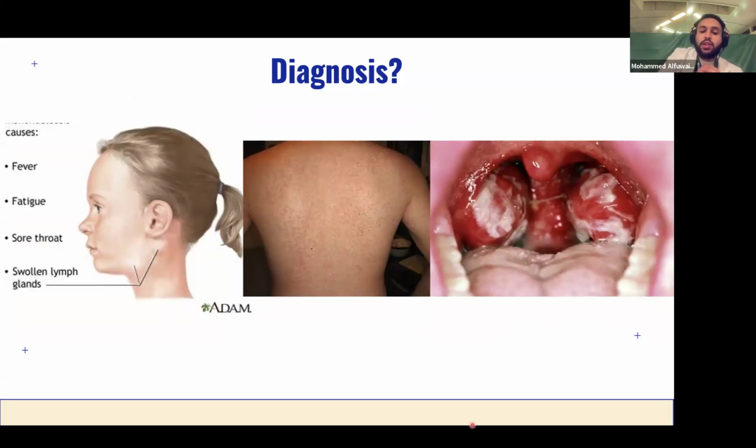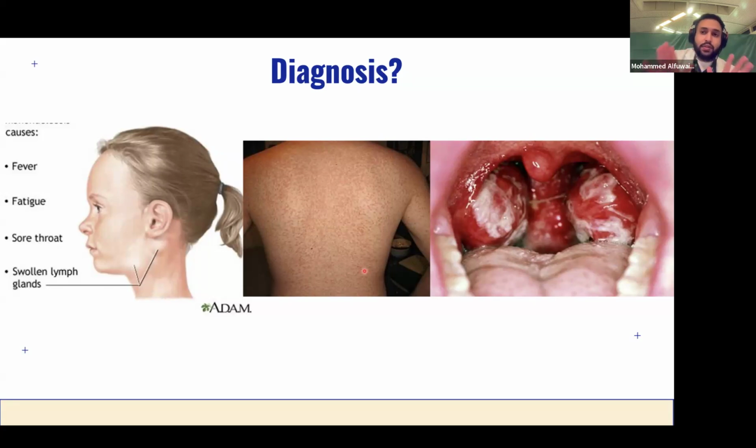Then this one. This is a patient who has a sore throat around 10 days with high fever, with some rashes as well, and with splenomegaly. What is this? Infectious mononucleosis. Excellent. This is also called kissing disease. So this is infectious mono, which is caused by what virus? EBV. Okay, good. How do you treat this?